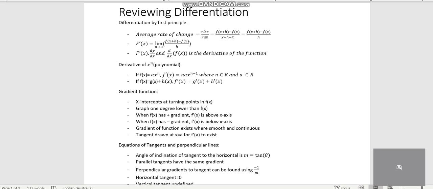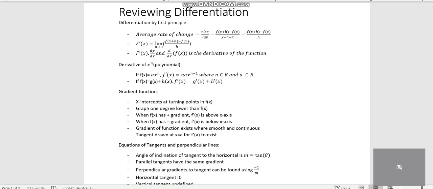So the rule is if f of x is some coefficient a times x raised to the n, the derivative f dash of x is n times a times x raised to the power of n minus 1. So you put the power in front of the x, and you drop the power by 1, where n is a real number and a is a real number. If f of x equals g of x plus or minus h of x, then f dash of x is the derivative of g plus or minus the derivative of h of x. I'm not going to go into a lot of detail on that, but it works out if you try it.